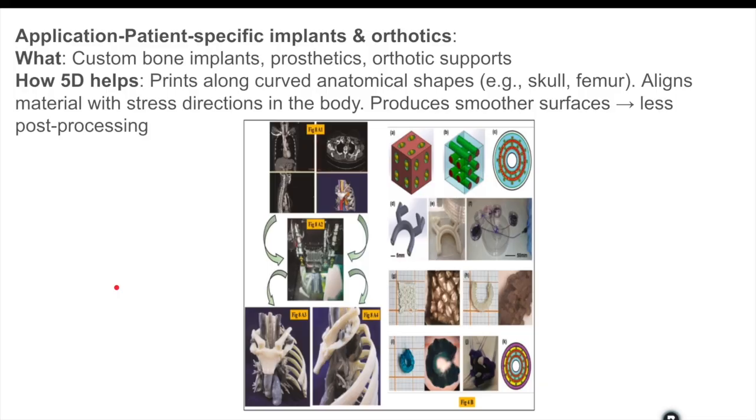Well, there's applications in patient-specific implants or orthotics. So you can have custom bone implants that can be printed. You can have prosthetics or orthotic supports. The 5D helps because it prints along curved anatomical shapes like the skull or femur. It aligns the material with stresses in the directions in the body, and it produces smoother surfaces with less post-processing. And you can kind of see these are some 5D printed parts for medical use.